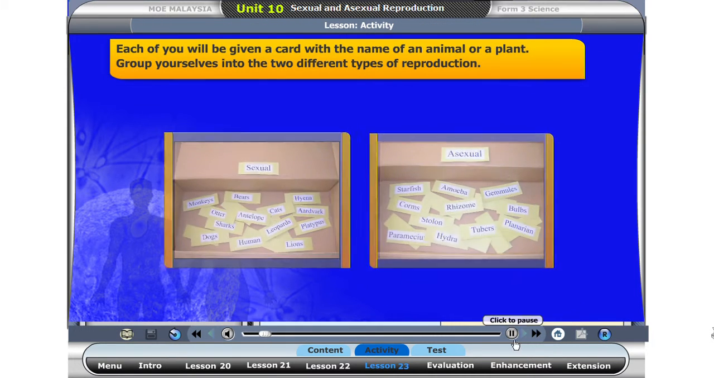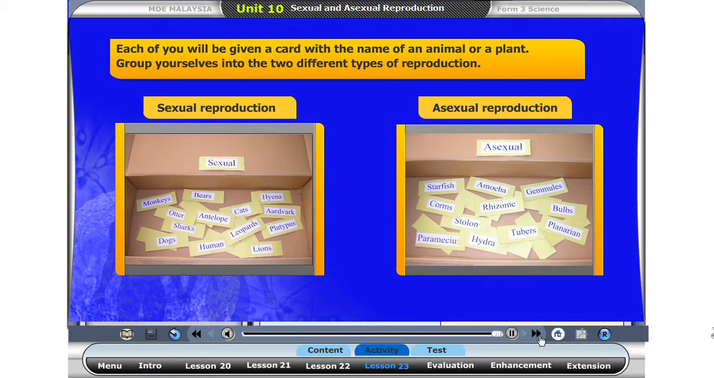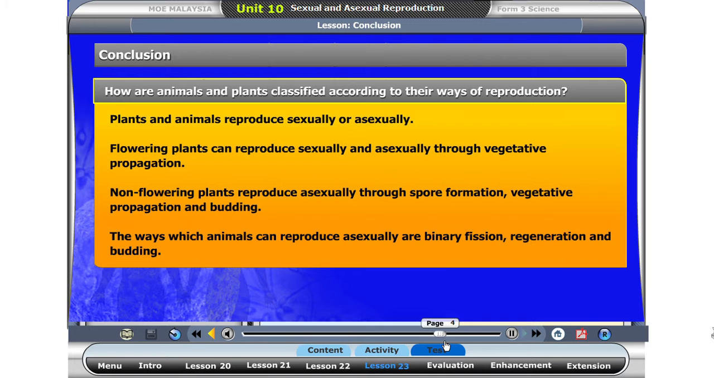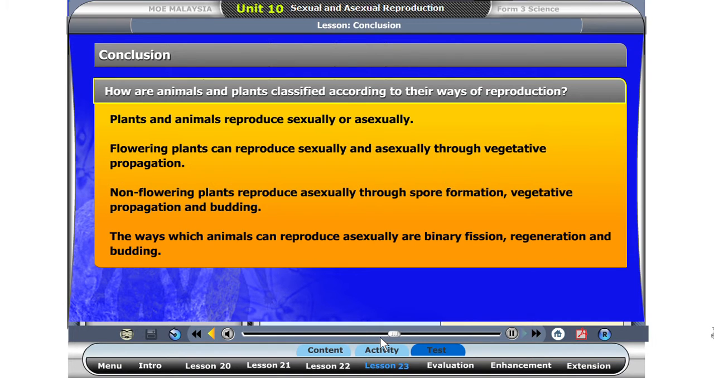You know that animals and plants reproduce sexually. These are microorganisms viewed under a microscope. The asexual. Plants and animals reproduce sexually or asexually. Flowering plants can reproduce sexually and asexually through vegetative propagation. Non-flowering plants reproduce asexually through spore formation, vegetative propagation, and budding. The ways in which animals can reproduce asexually are binary fission, regeneration, and budding.